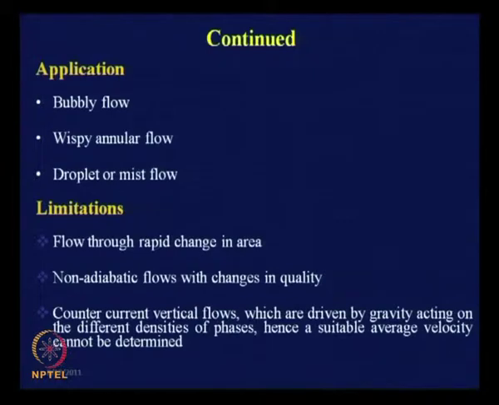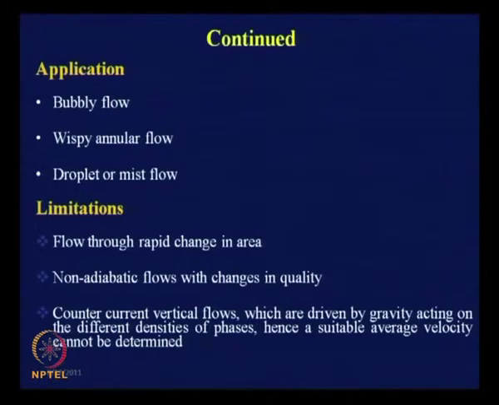That is, suppose you have countercurrent flows. Okay. Even if it is a bubbly flow situation, you have countercurrent flows, then in that case the flow is driven by gravity or vertical flows, and in this case gravity acts on the different densities of the two phases. Moment gravity acts on the different densities of the two phases, in this particular case can you define a suitable average velocity? Do you understand?